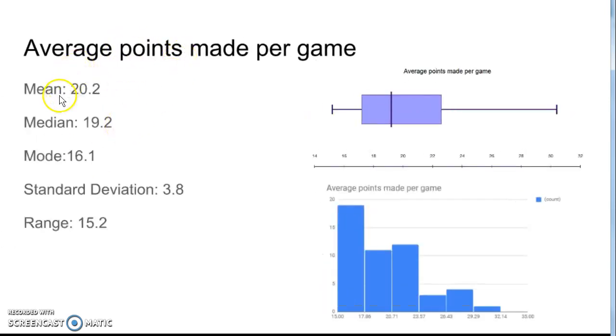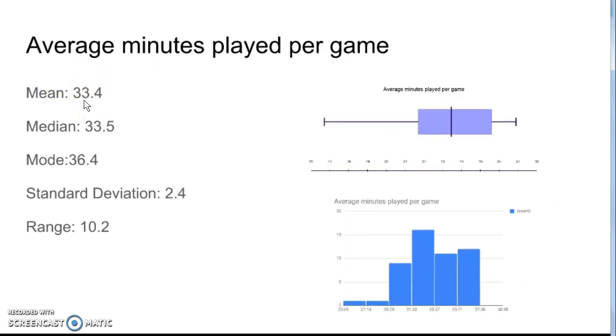For average minutes played per game, the mean being 33.4 just means that among the top 50 players, the average minutes played in a game was 33.4 minutes. Self-explanatory. The median was 33.5. You can see that right here on the box and whisker plot, 33.5, and that's where the median is.